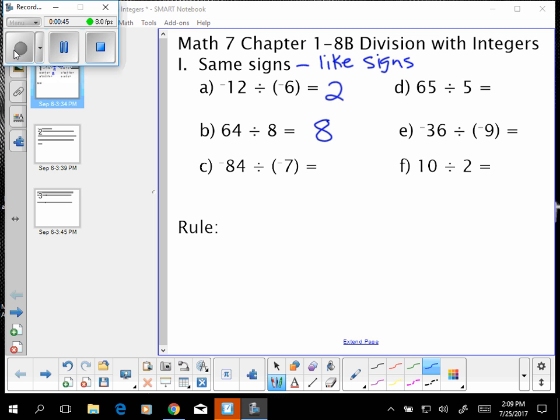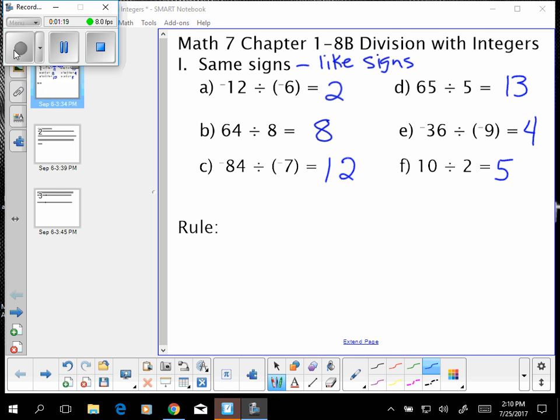In example C, negative 84 divided by negative 7 is positive 12. 65 divided by 5 is going to be 13. Negative 36 divided by negative 9 has a quotient of 4, and 10 divided by 2 has a quotient of 5. What do you notice?